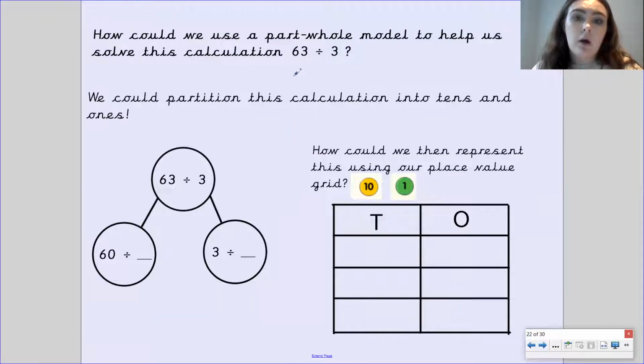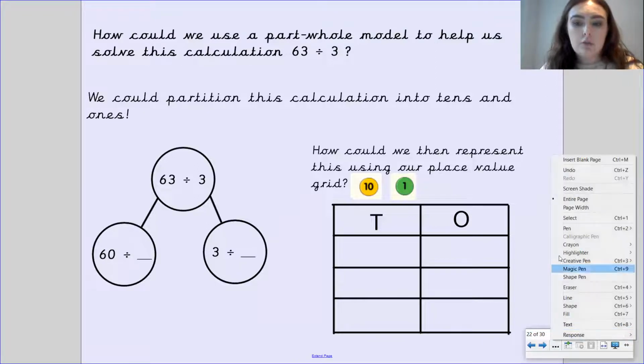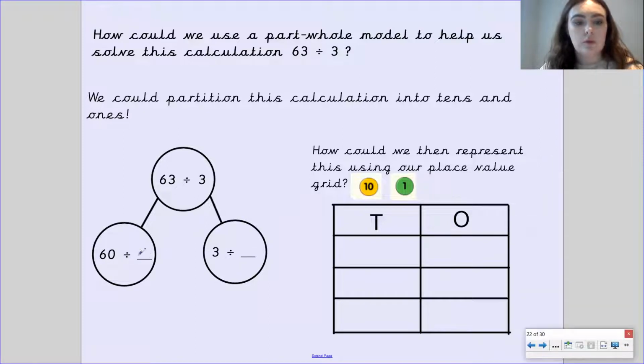How could we use a part-whole model to help us solve this calculation? Now, what we're going to do is partition this calculation into 10s and 1s. So we're going to do 63 divided by 3 is our whole. Then we're going to partition it into 10s and 1s. So we'll be doing 60 divided by something and then 3 divided by something. Do you think you might know what will go into those blanks? Pause the video to have a think.